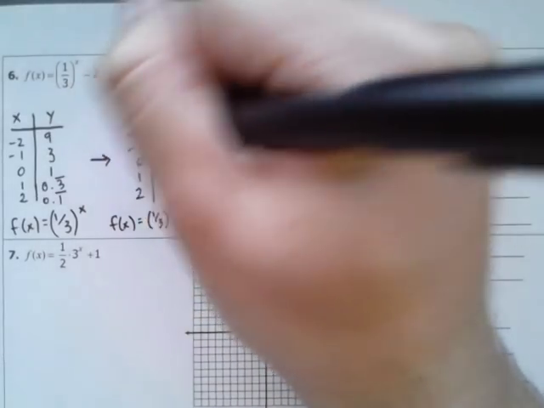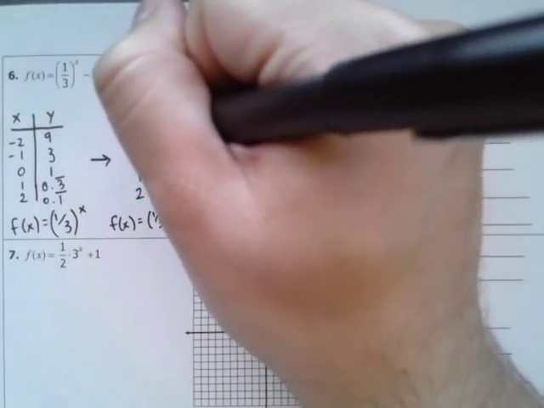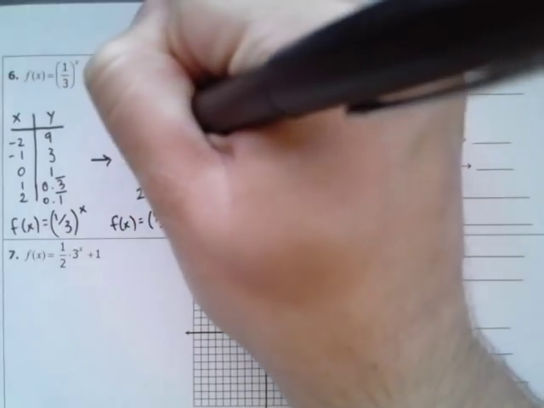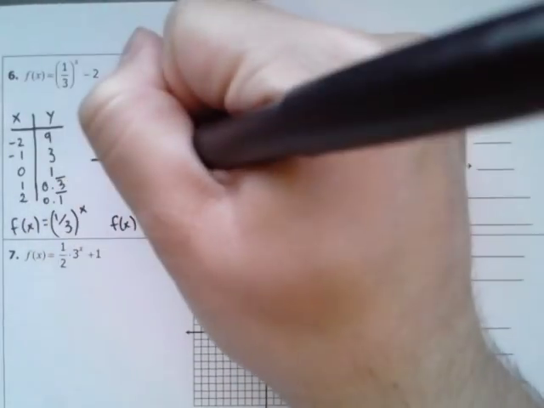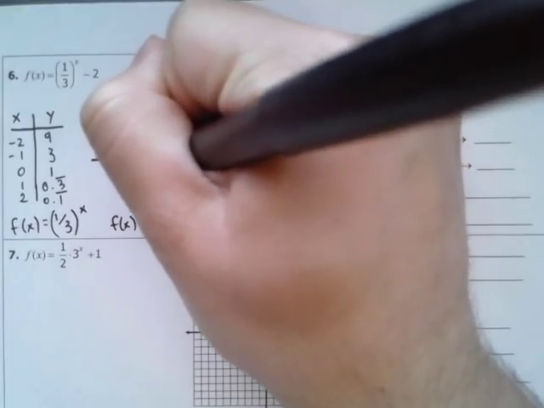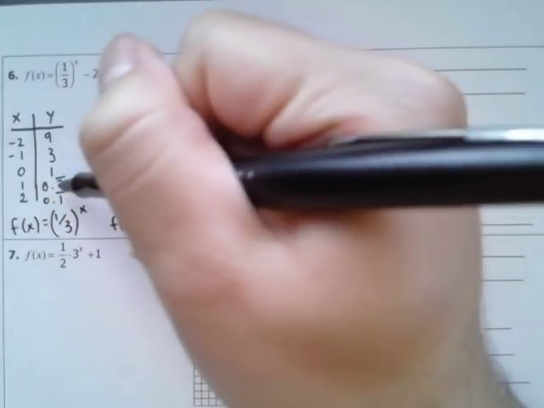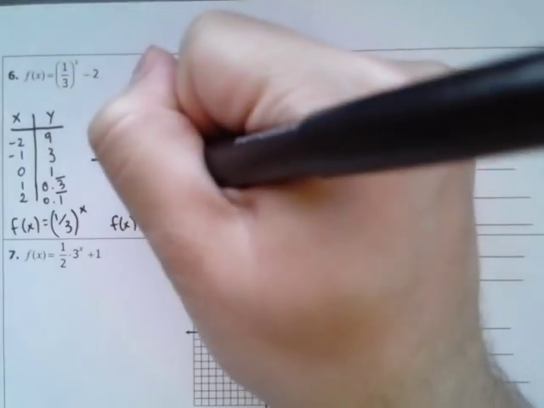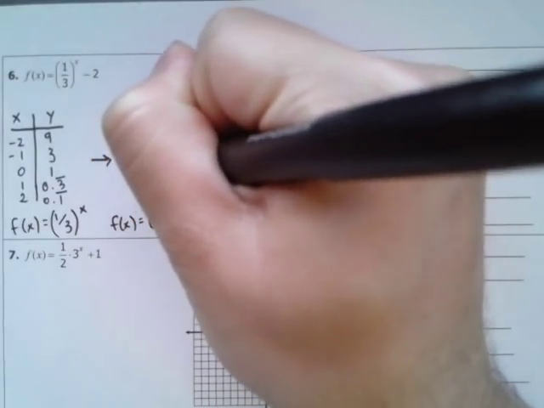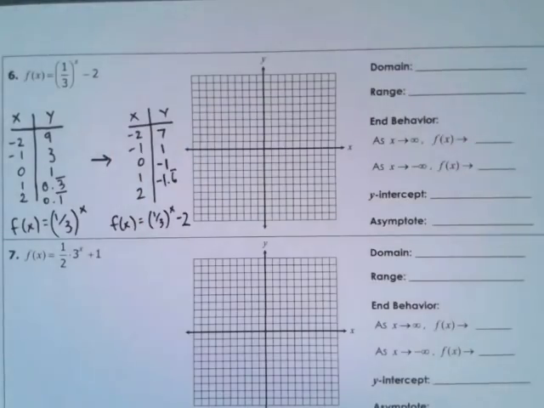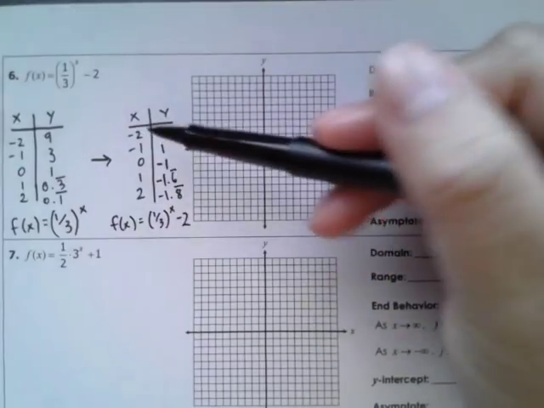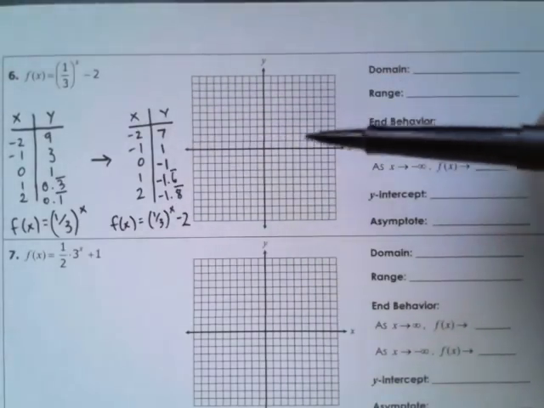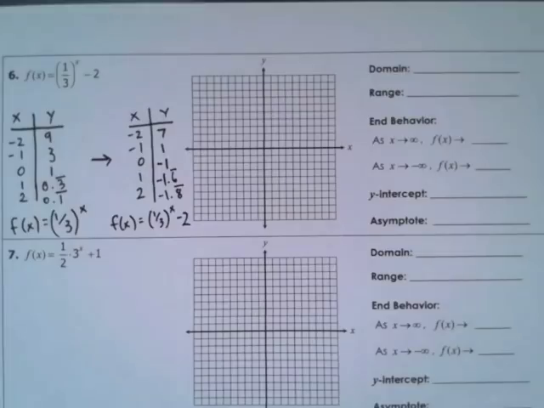So I have 9 minus 2 is 7, 3 minus 2 is 1, 1 minus 2 is -1, 0.3 minus 2 is -1.6 repeating decimal roughly, and then 0.1 minus 2 is -1.8 repeating decimal. This is the table that I'm going to plot now to find what this graph looks like.